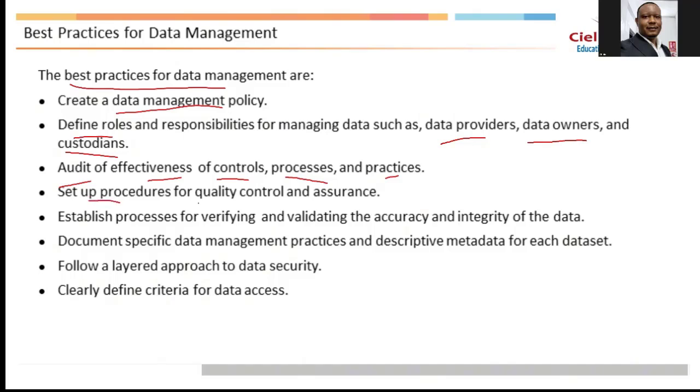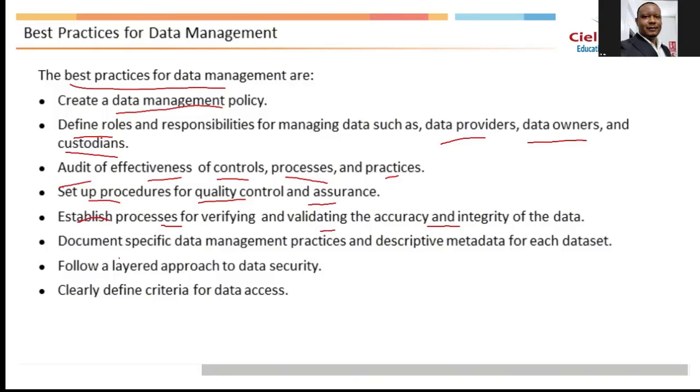Then set up procedures for quality control as well as assurance. These procedures will ensure that data is being managed in an accurate as well as reliable way. Quality control is very important because this will help us to make informed decisions based on the data. So we can include implementing checks for data consistency, completeness, and making sure that data is validated during entry or even during migration. Also, establish processes for verifying and validating the accuracy and integrity of data, meaning that data must be regularly validated as well as verified to make sure that it is correct. This is important for maintaining trust in the data's integrity.